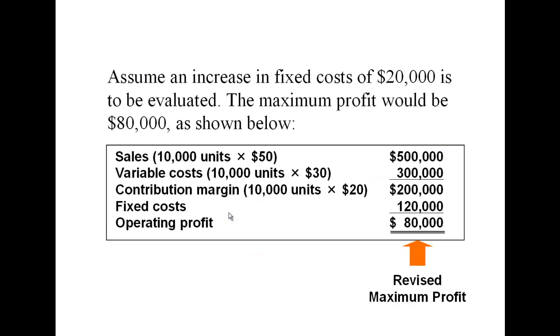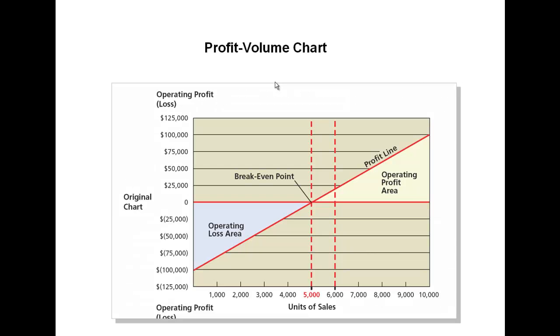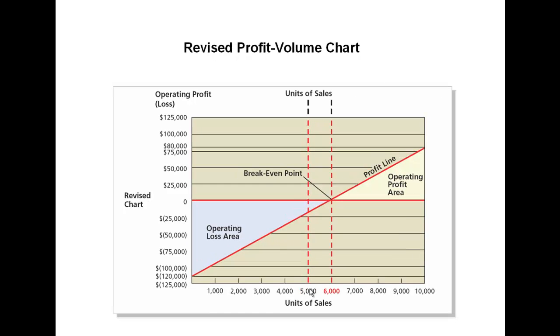Let's take a look at what it would look like if we had a revision to our maximum profit. If we had an increase in our fixed costs, it's going to move our break-even point from 5,000 to 6,000, as shown right here. It slid this line over to the right, and our break-even point is now slid over to the right a little bit.